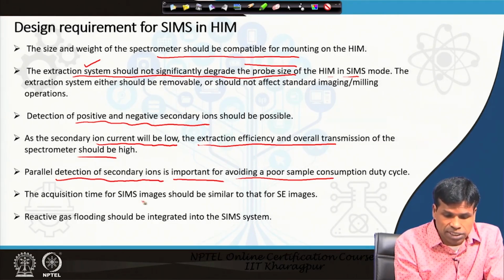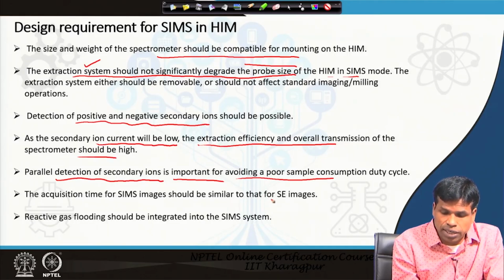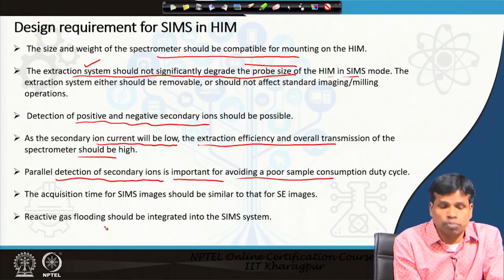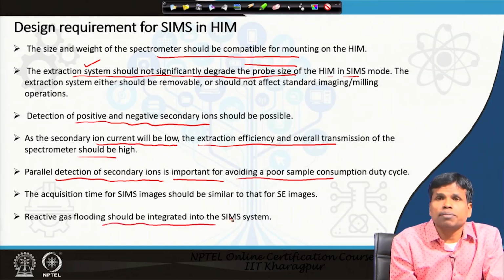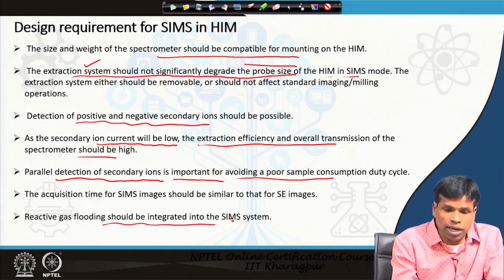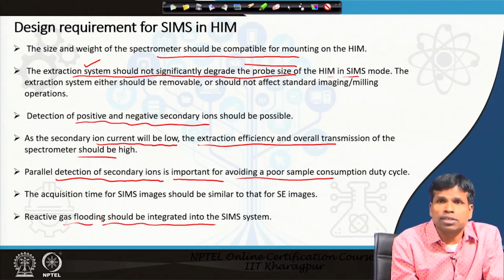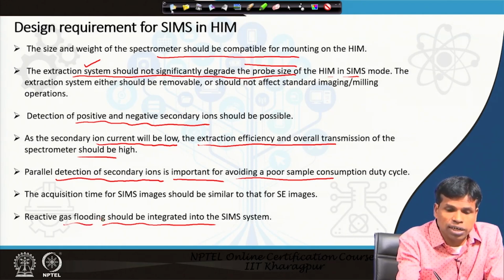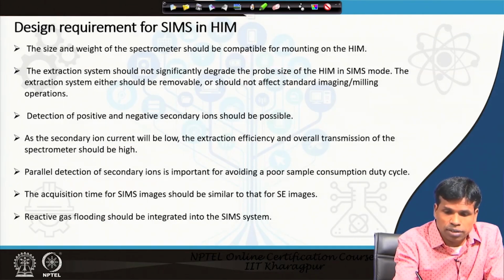Similarly, the acquisition time of the SIMS image should be similar to that of a secondary electron image, and reactive gas probing is integrated into the SIMS to improve the useful yield. So, reactive gas probing with cesium and oxygen radical ions is important.